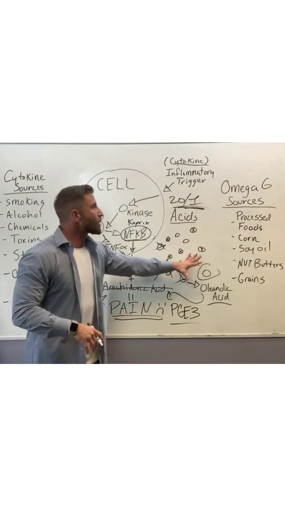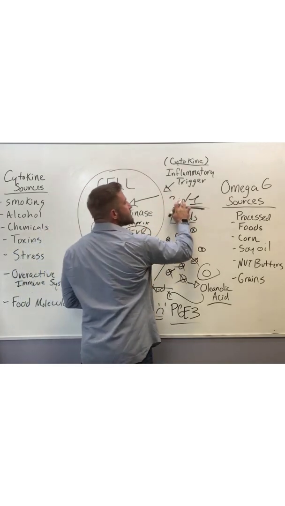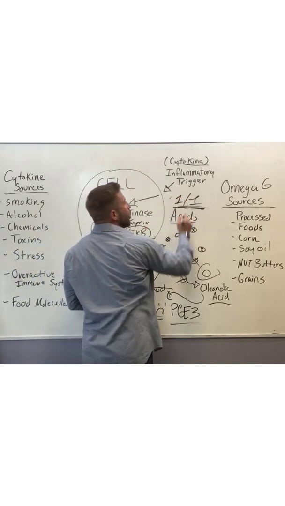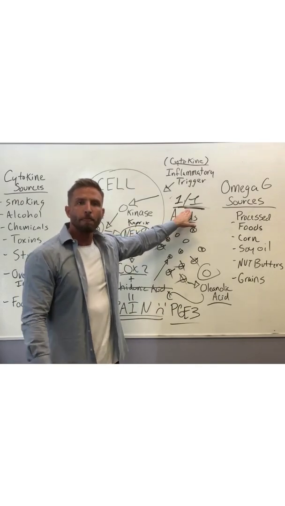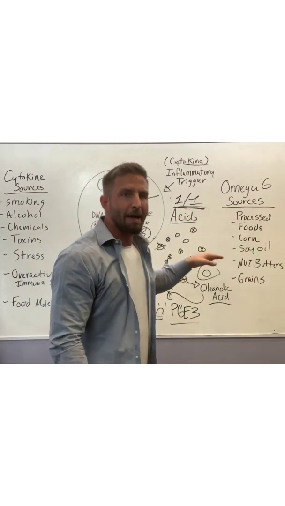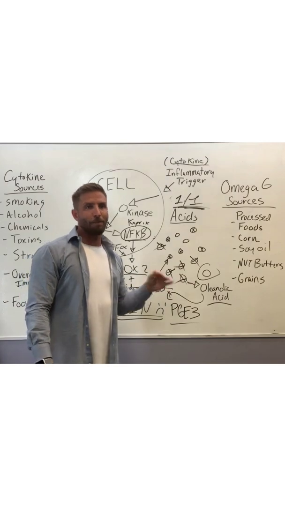But you can switch this around in about 3 months to change the ratio of arachidonic to oleanolic acid to 1-to-1. Once you've done that, you are on your way to a pain-free lifestyle.